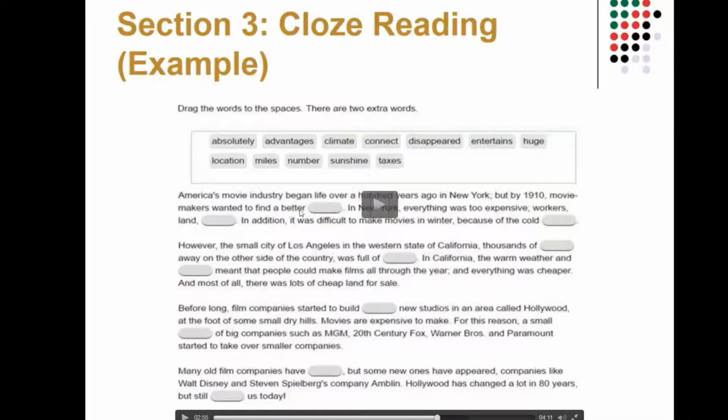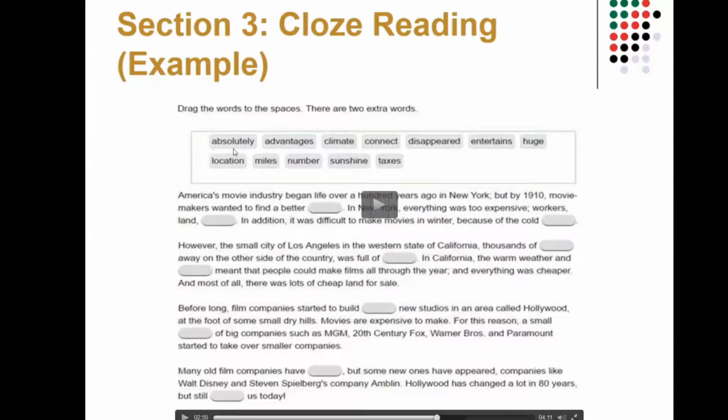The American movie industry began life over 100 years ago in New York. Talking about what? The American movie industry, movies, Hollywood. Okay, yes. But by 1910, movie makers wanted to find a better what? In New York, everything was too expensive. Better location. Movie makers wanted to find a better what?